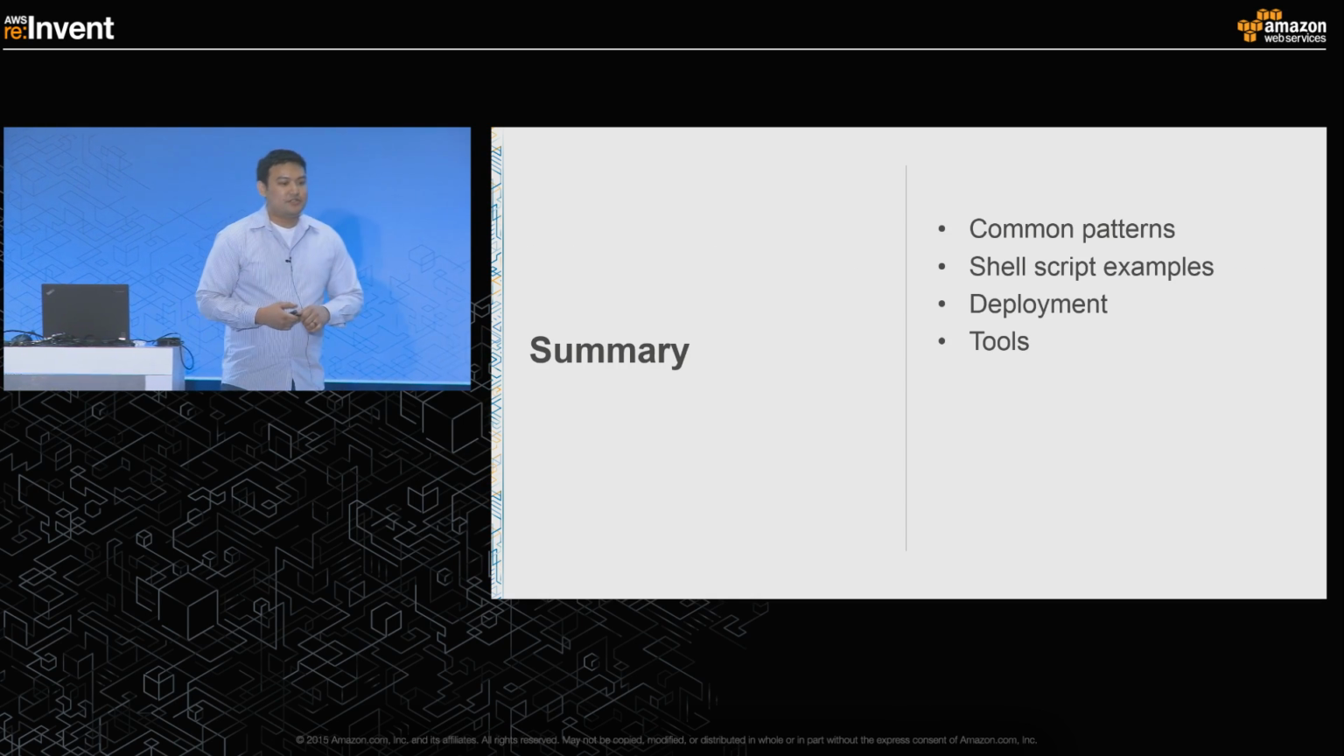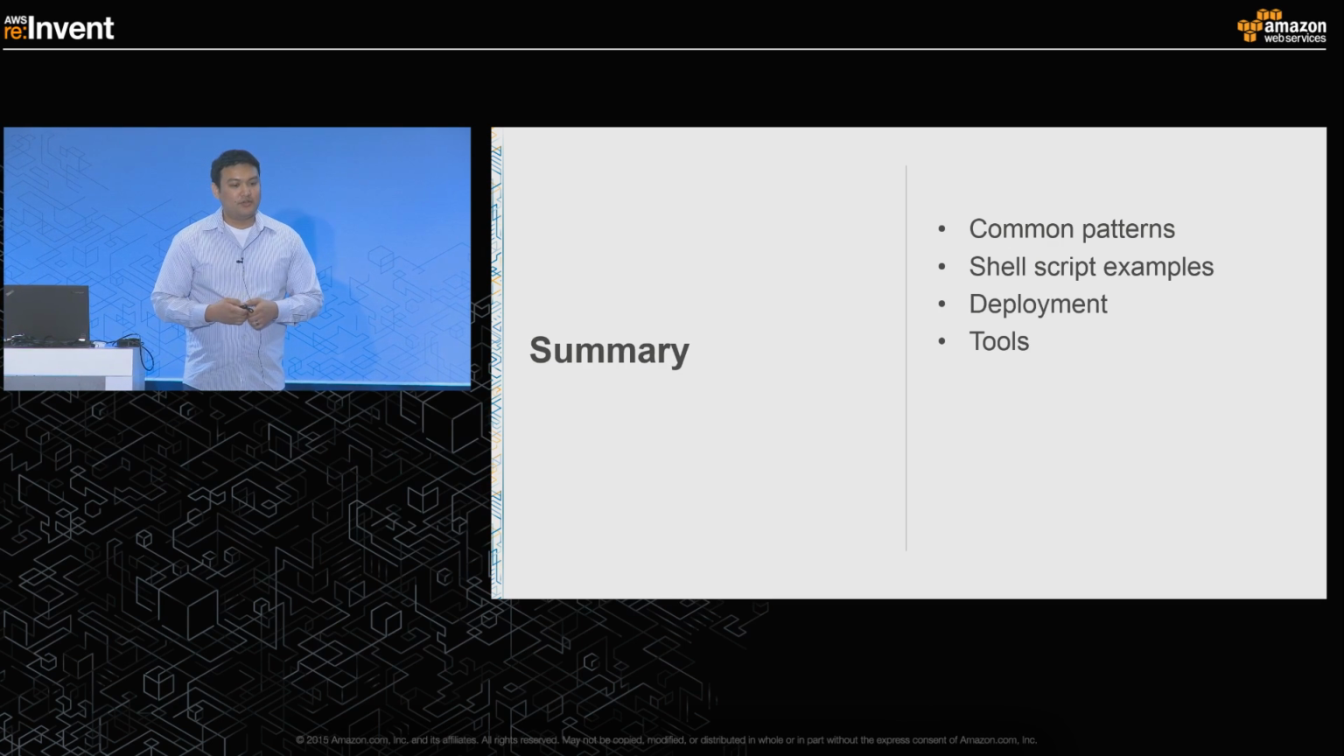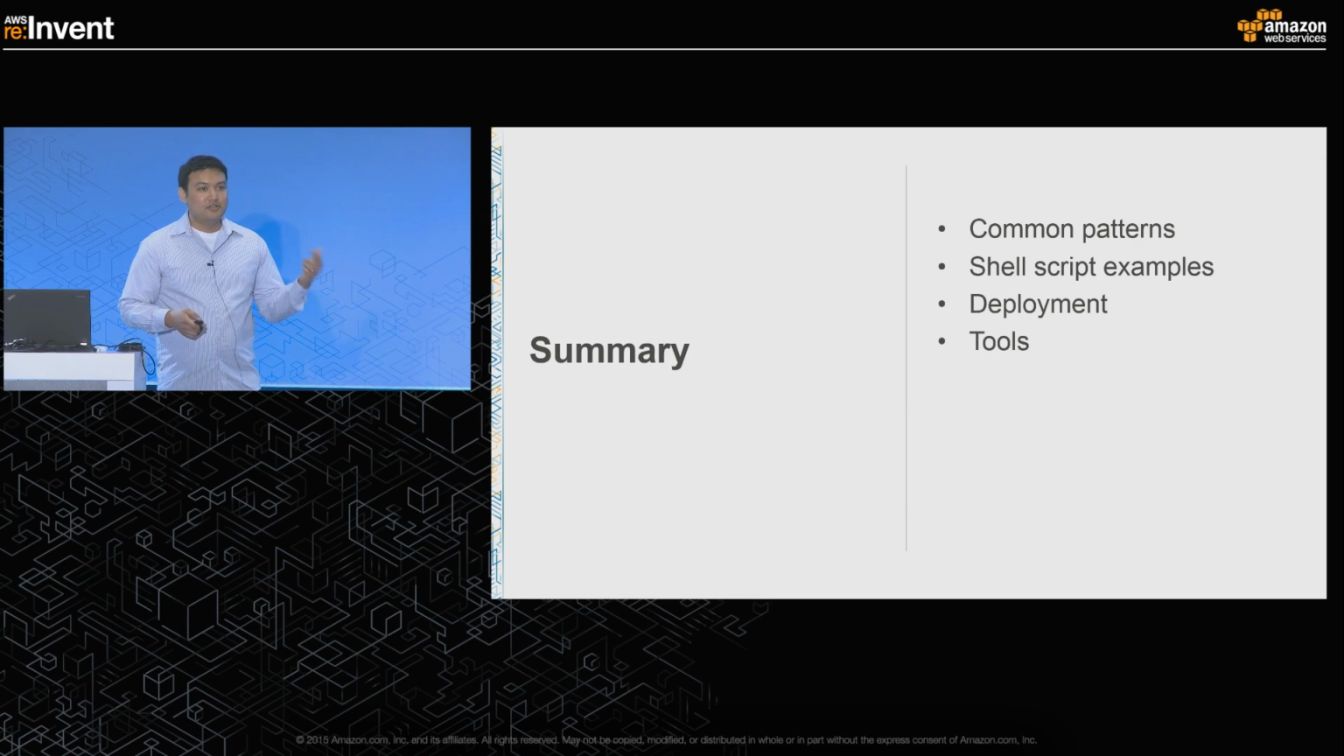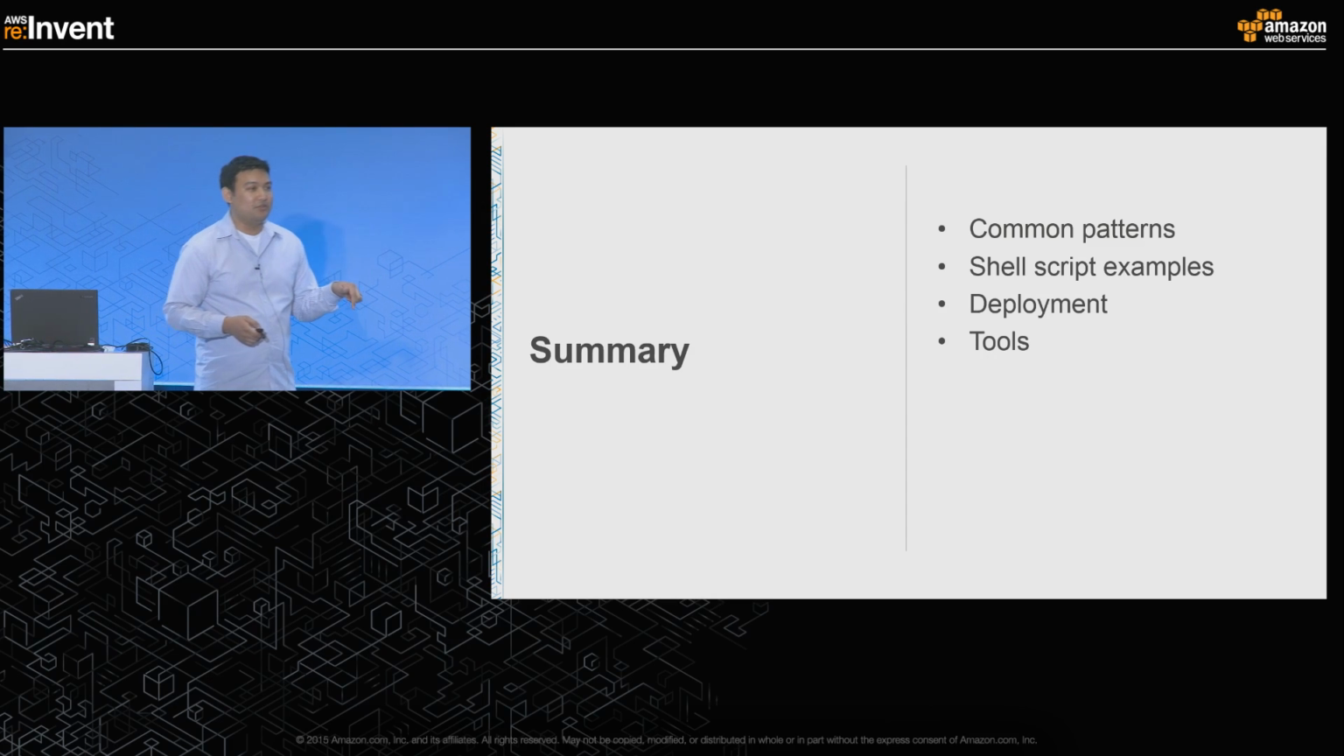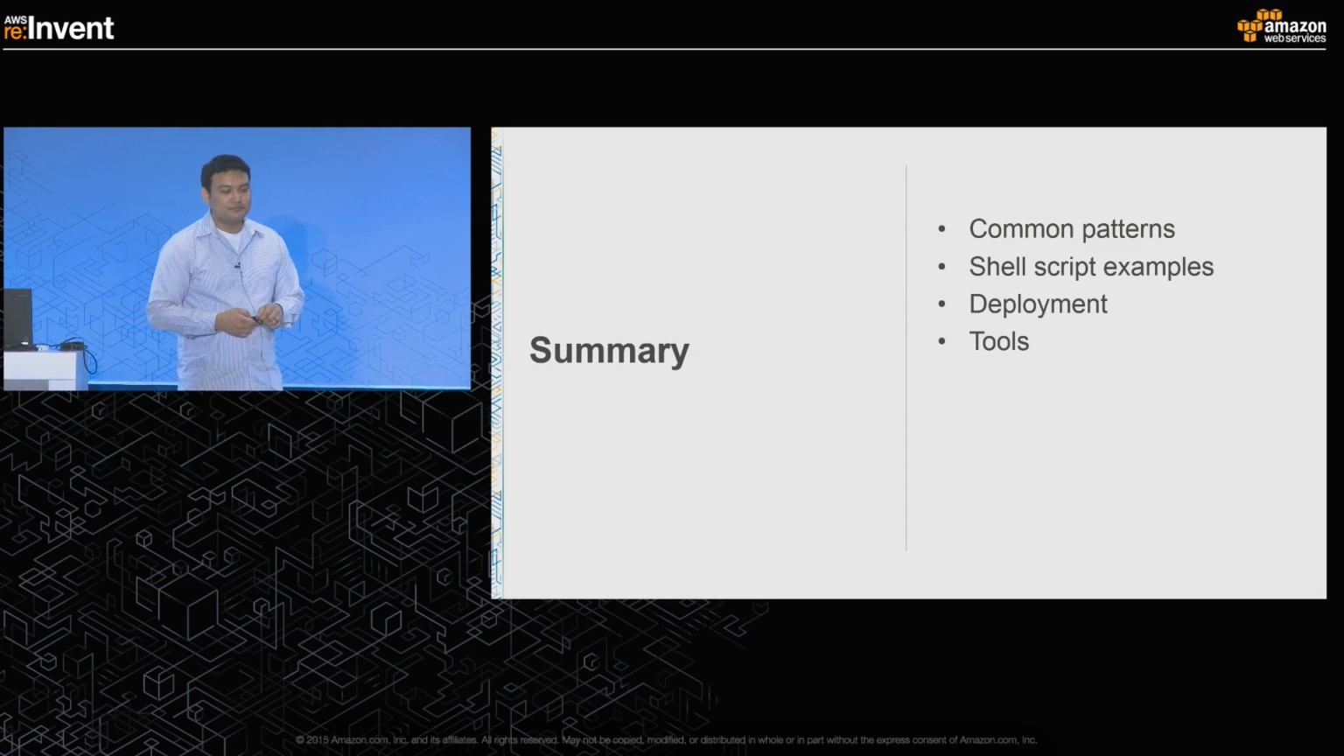That was all the content I want to share. Here's a quick summary. We looked at common patterns. We looked at some shell script examples. By the way, all these code samples will be on AWS Labs, and this project that I just showed you will also be on AWS Labs. We looked at some tips for deployment with cron, and then finally I showed you a couple tools, Vim plugin, JP term, the JP executable, and then the shell project.